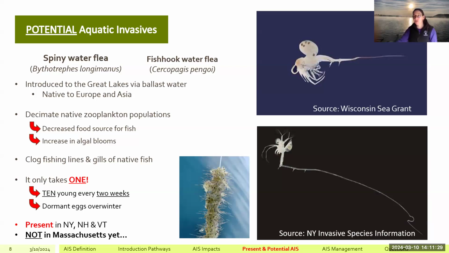And the big problem with this too is that it only takes one to start populating the water body, because they can reproduce asexually, so they clone themselves in the spring and the summer, and they also have dormant eggs that can withstand the winter. They are present in New York, in New Hampshire, and in Vermont. They have not been seen in Massachusetts yet, but we are on the lookout for those. This is a picture of how big they are. That looks small to us, but for a zooplankton, that is actually pretty big.